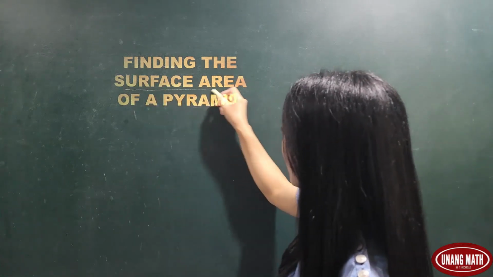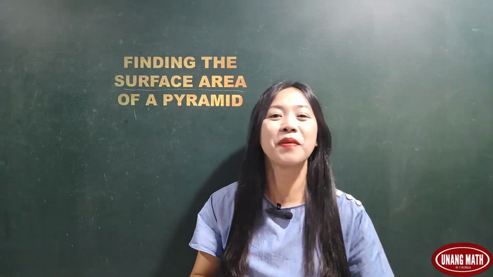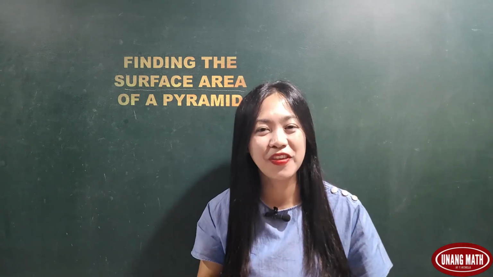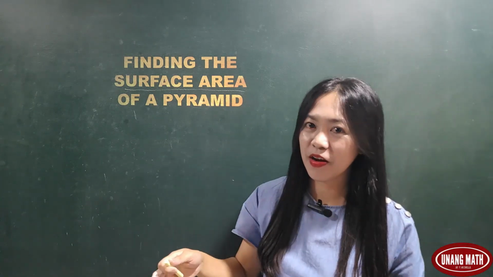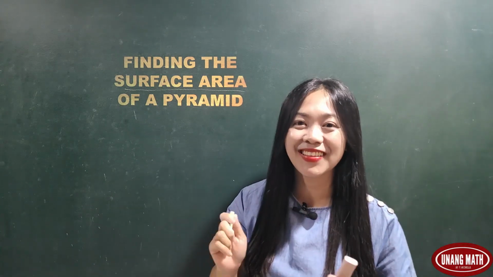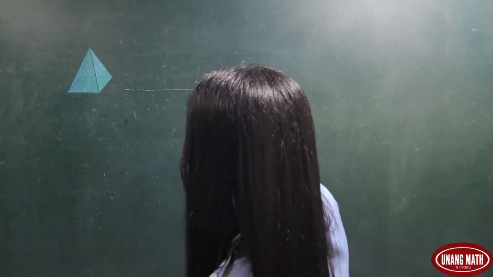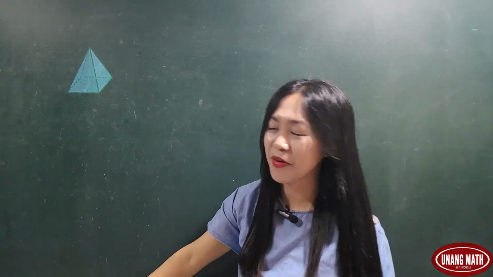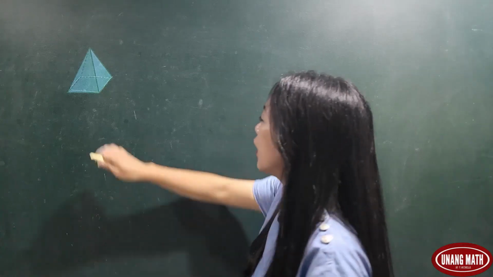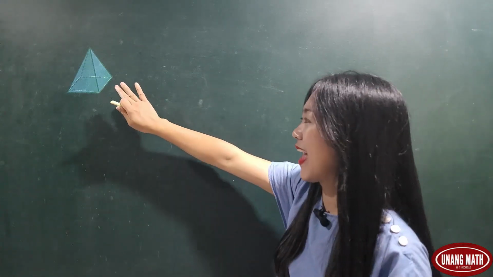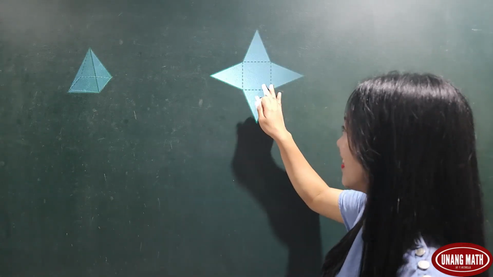When we say surface area, this is the sum of all the areas of the faces of a figure. Finding the surface area of a pyramid is similar to that of a prism and cylinder. Take a look at this pyramid, specifically a rectangular pyramid, because the base is a rectangle. To easily find this rectangular pyramid's surface area, we will consider its net.